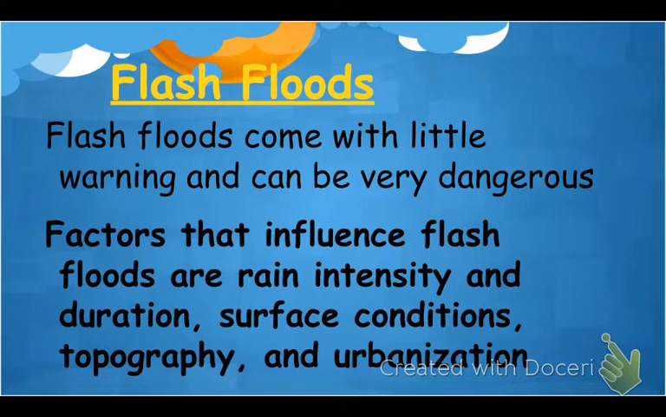The surface conditions. So if you have a lot of rain in an area where there's pavement and concrete, such as an urban area, you're going to be more likely to have flash flooding. And then topography. Topography, if you remember from Unit 1, is simply the shape of the land, the elevation. So if you live in an area that's a lower elevation, such as New Orleans, or you live in the valley of a mountain, you are more likely to have flash flooding because all of the rain will wash down the mountain into the area where you are.